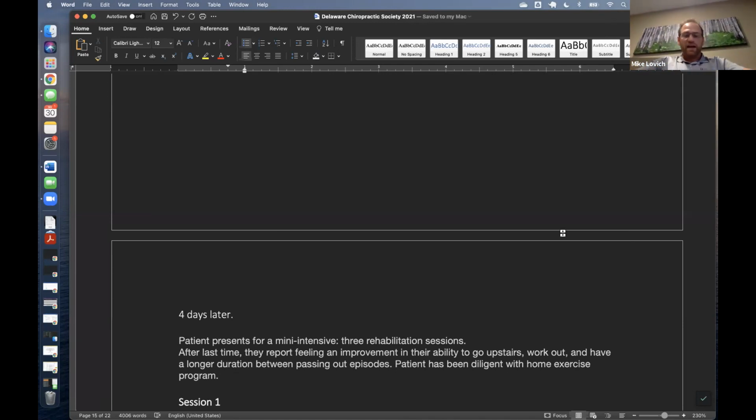So after last time, they report feeling an improvement in their ability to go upstairs, work out, and have a longer duration between passing out episodes. Patients have been diligent with the home exercise program. In other words, I did not do any treatment with her. All I did was do an exam and give her a real generic home exercise program. And that's what she came in 4 days later. That's a kind of a big deal.